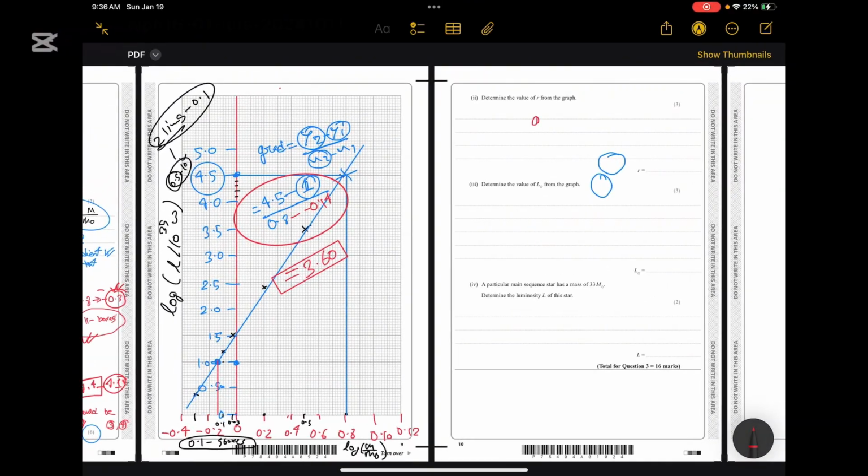So the gradient is equal to 3.60, which is within the range. They have given a range of 3.5 to 3.7. So we are basically within the range, not an issue at all.